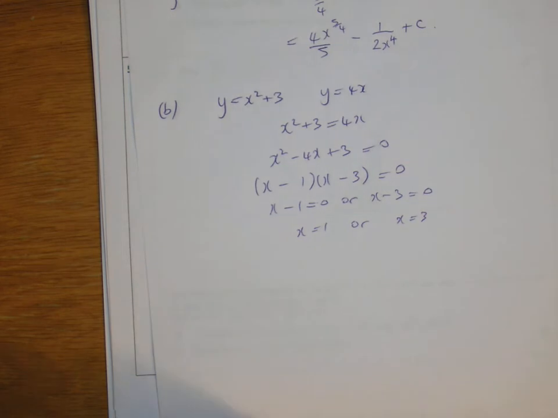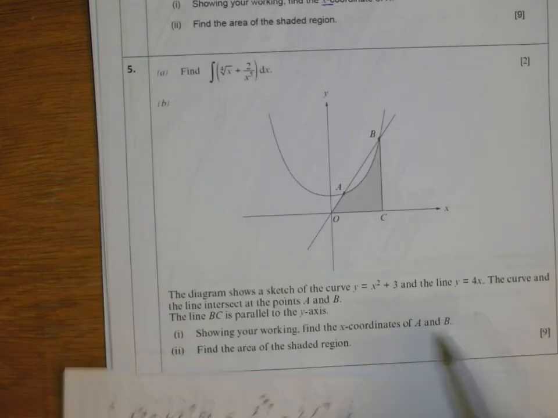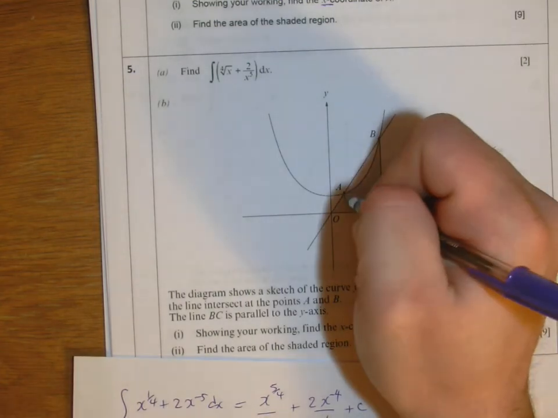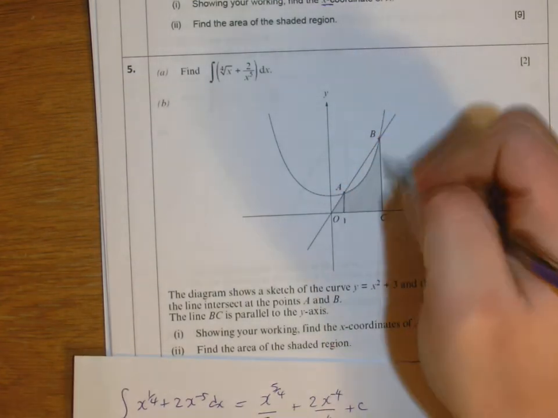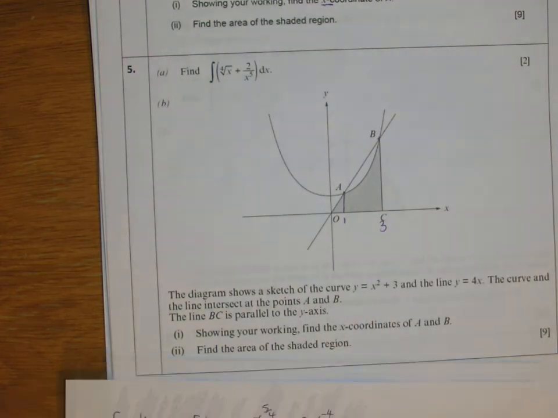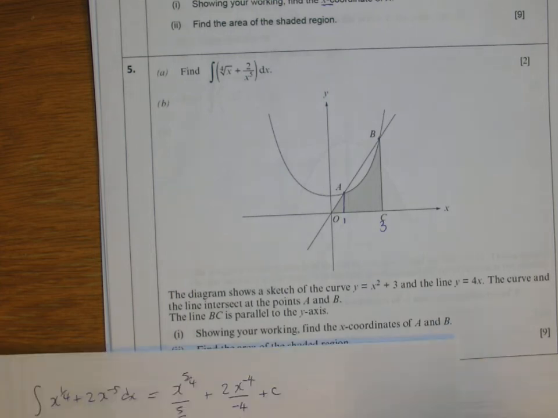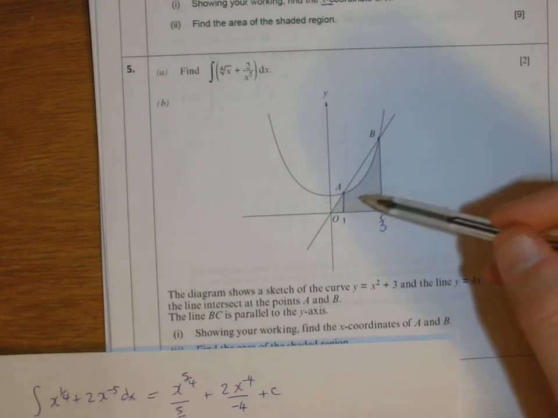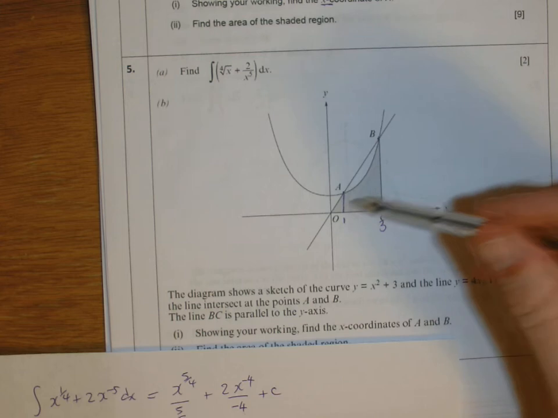Okay, now it doesn't ask for the coordinates, it just asks for the x coordinates. So we've done that, we've worked out that here you've got this here, x is 1, and then here x is equal to 3. Okay, next then it says find the area of the shaded region. Now this one is slightly different to ones we've seen before. Okay, and it's actually quite appropriate that I've drawn this line here, because what I want you to notice is we can consider this as two parts.